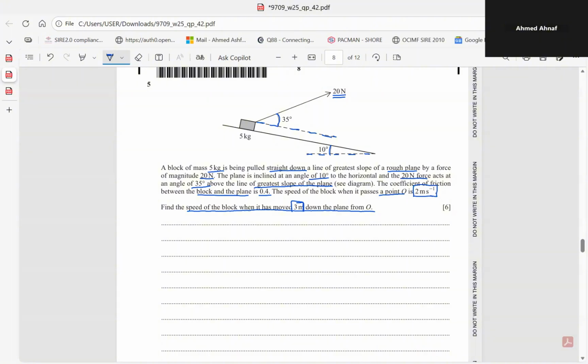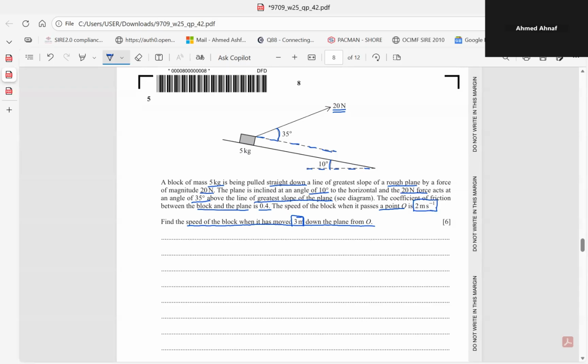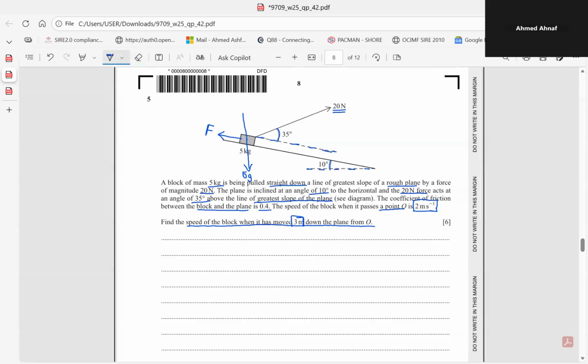Okay, so to do that, let's label all the forces acting on the block. So first is obviously the weight of the block, which is 5g. And since it's a rough plane, there's friction, so it's being pulled down. So the friction would be here. And then there's also the normal contact force, R. And yeah, I believe that's all for now.